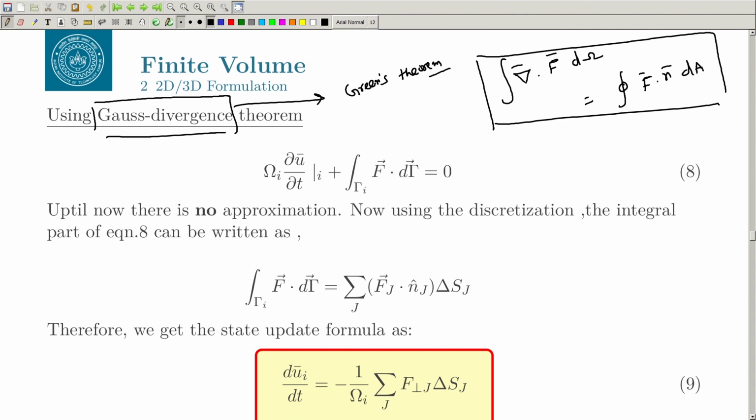What does it mean physically? Let us try to understand it. Let us say this is your volume, and there is some divergence here, the del dot f value, and you want to integrate it across this volume. So, instead of integrating across this volume, you can just see what happens on the faces.